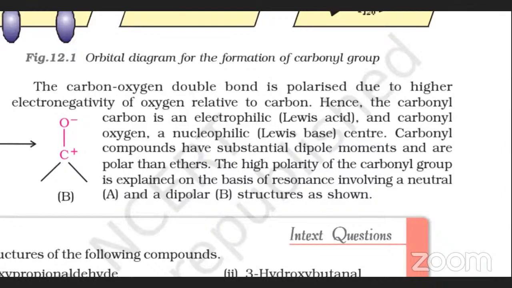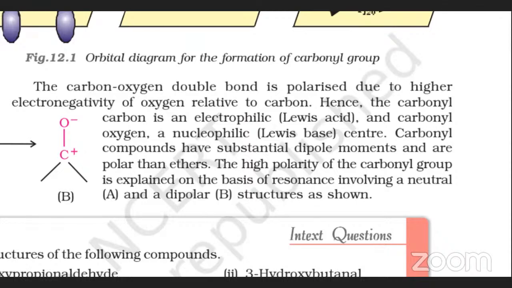Oxygen has the negative charge by the migration of electrons, and carbon gets the positive charge, so carbon is the electrophilic center and oxygen is the nucleophilic center. Because of that, carbonyl compounds have substantial dipole moments and are more polar than ethers. Polar means they are going to dissolve in polar solvents.